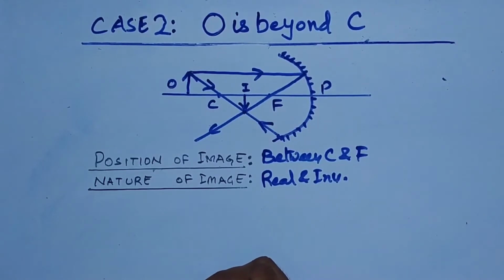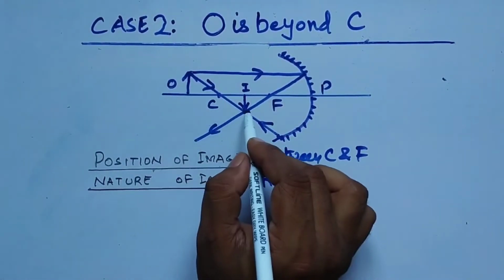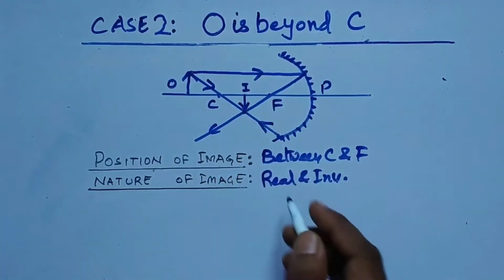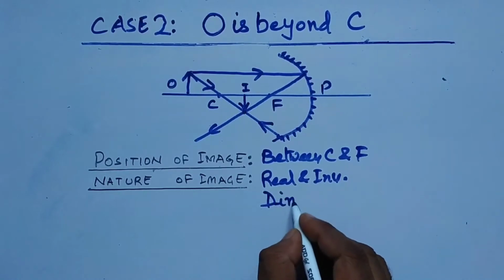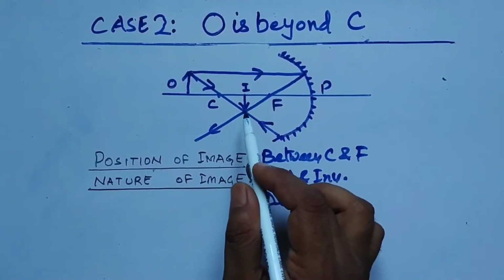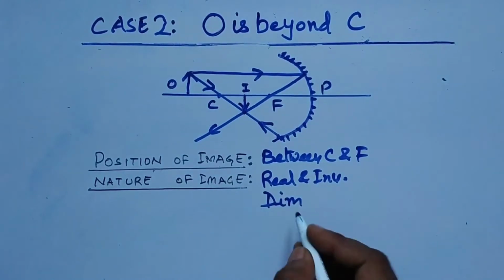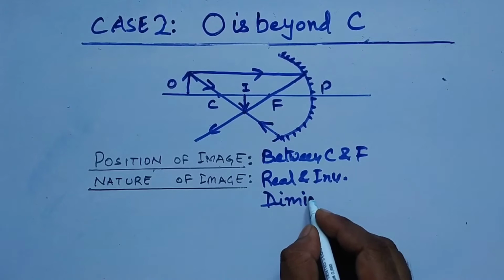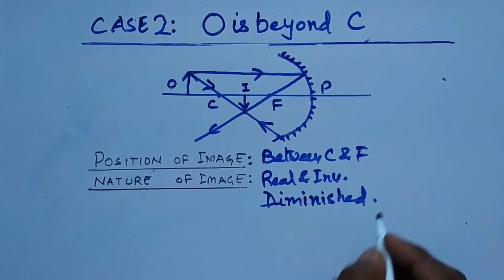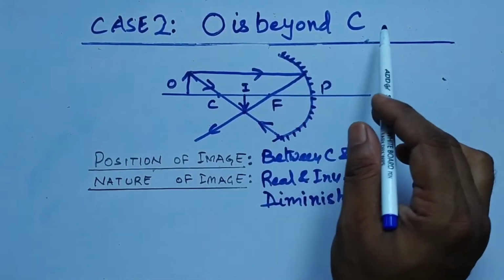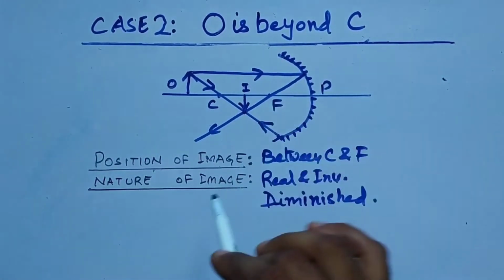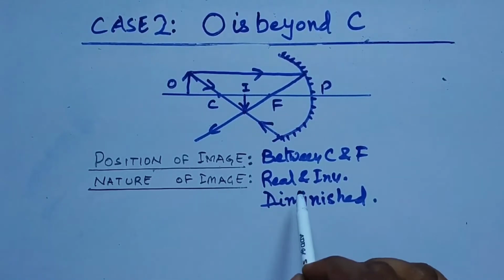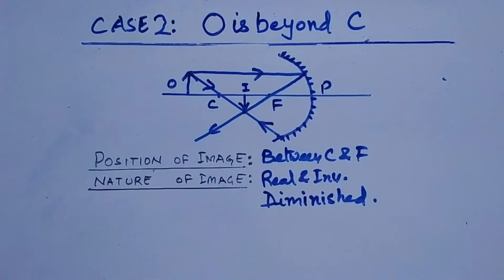And what about size? If you compare the size, this object is of bigger size, the image is of smaller size. So we'll say that the size of the image will be smaller than that of the object, and that is represented by the term diminished. So you have to remember: object beyond the center of curvature. This is the ray diagram, the position of the image will be between the center of curvature and focus, and the nature of the image will be real, inverted and diminished.